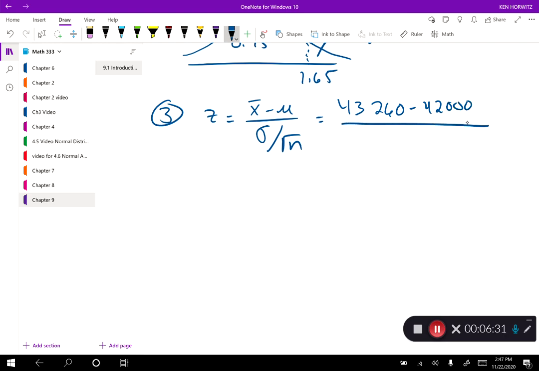I'm going to divide that by my standard deviation, which is 5,230, divided by the square root of our sample size, which is 30. So at this point, why don't you pause the video, do the calculation, and let's see what the test value is. All right, so hopefully you got your test value. I got the value to be 1.32.